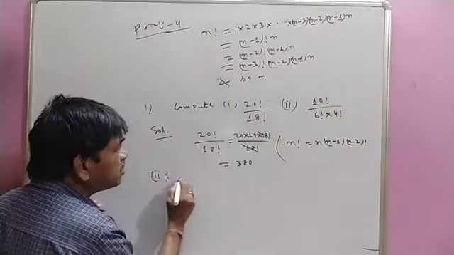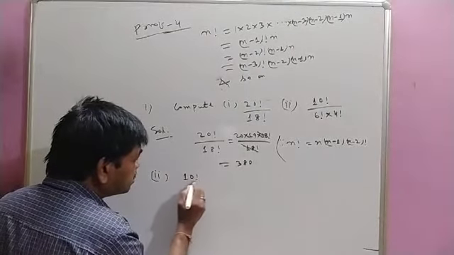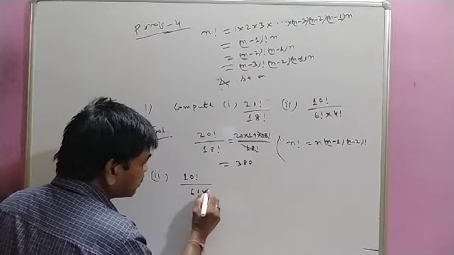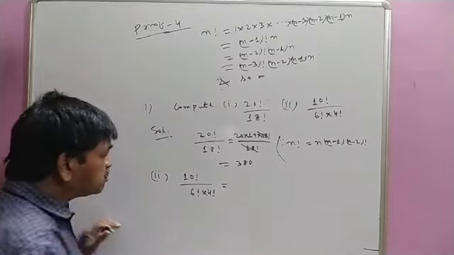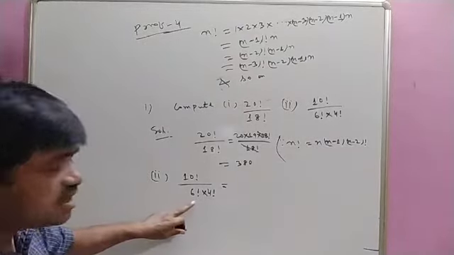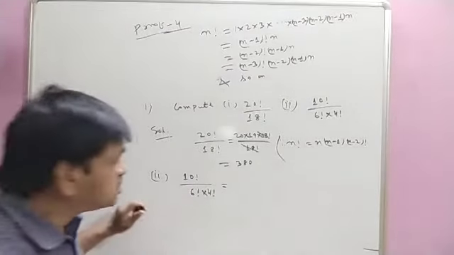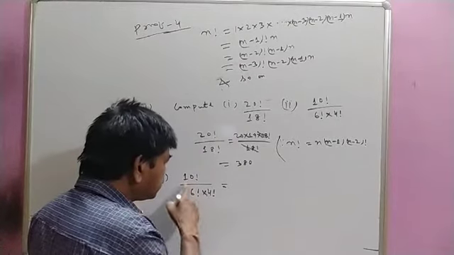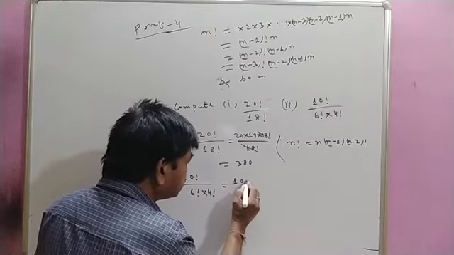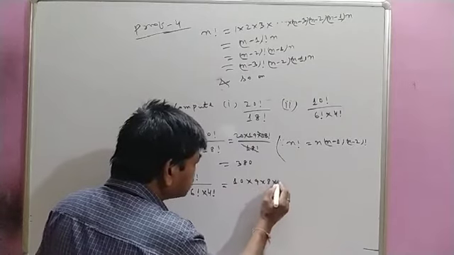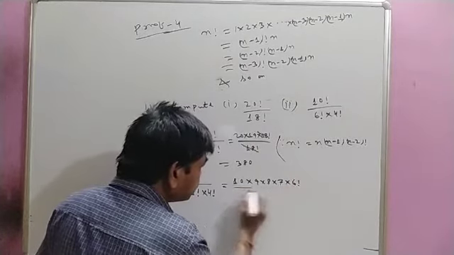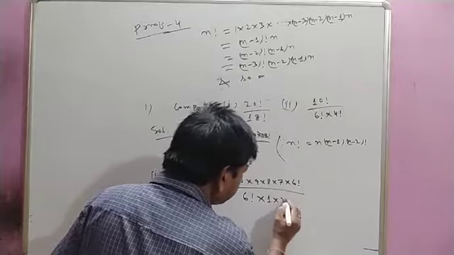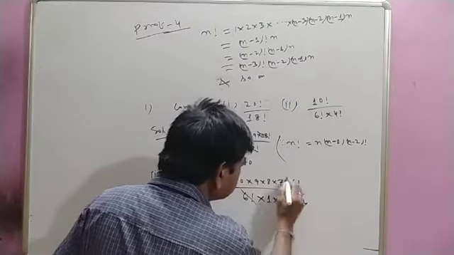Then the second bit: 10 factorial divided by 6 factorial into 4 factorial. Here, express 10 factorial in terms of 6 factorial, because that is the bigger one. So 10 factorial you can write as 10 into 9 into 8 into 7 into 6 factorial. Why am I explaining like this? Because here is 6 factorial, so that will get cancelled. And 4 factorial you can write as 1 into 2 into 3 into 4.